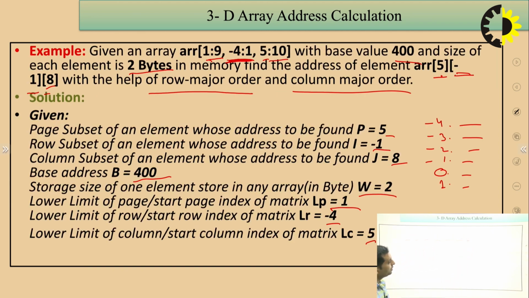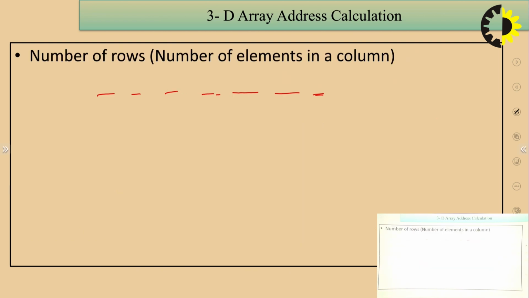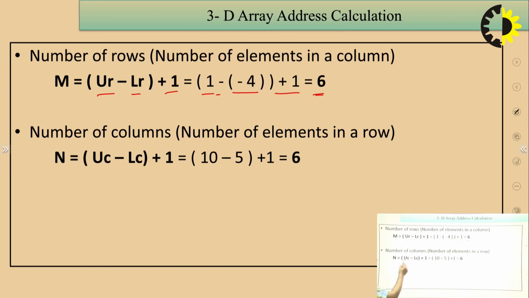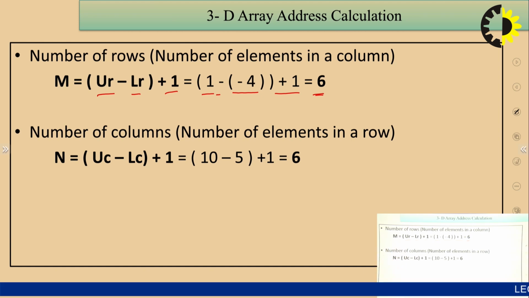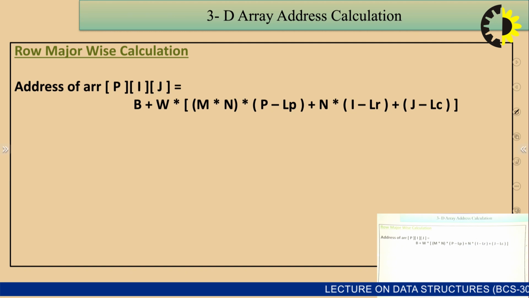We have already seen this form: 1, 2, 3, 4, 5 and 6, and by using the formula we can easily calculate the number of rows, which is 6. The number of columns is upper limit of column minus lower limit of column plus 1: upper limit is 10, lower limit is 5, then plus 1, 5 plus 1, that is 6. We have calculated this. Now put all the values in the given formula. This is the formula, put all the values.